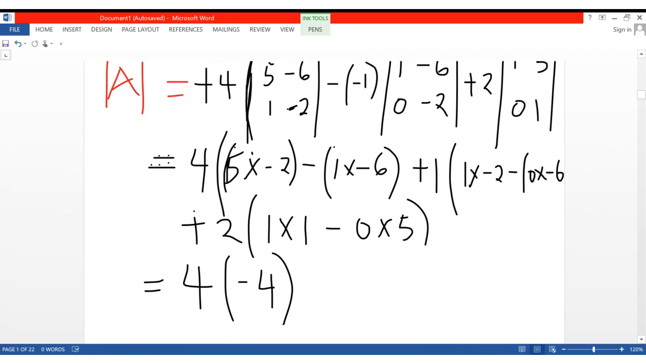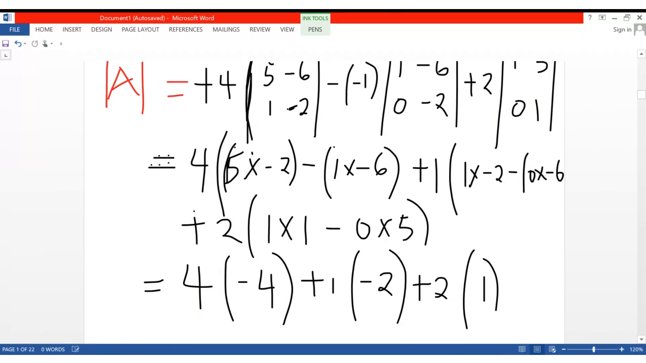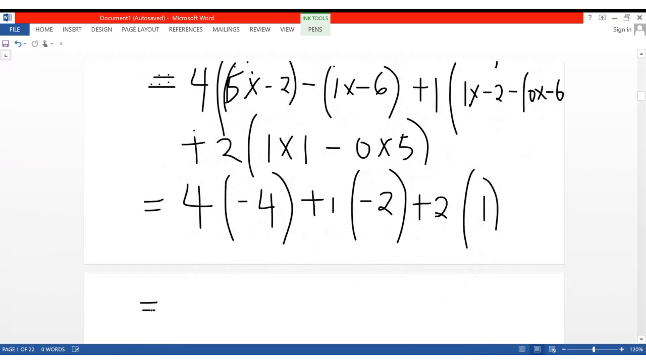A calculator will be able to do this one for you. You don't have to worry. And then 1, and then that is -2 minus 0, still -2, and then +2. Then I have 1 minus 0, still 1. So when I do this one, that is -16 minus 2 plus 2. I end up with 16.